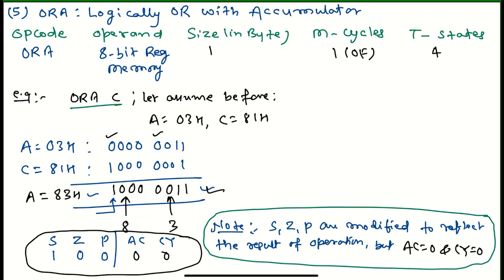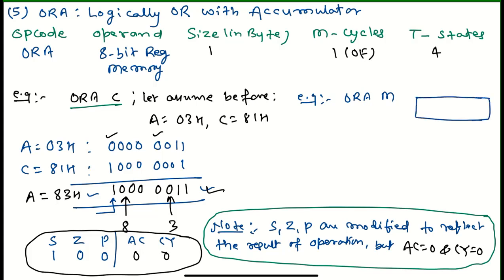Now if the operand is memory, how will things change? For example, let's say I am writing ORA M. As previously for the XRA operation and the ANA operation, we had taken memory as one of the operands. With a similar fashion, things will happen here also. The operation of this instruction will be to perform a logical ORing operation with the content of the accumulator and with the content of the memory location whose address is pointed to by the HL register pair.